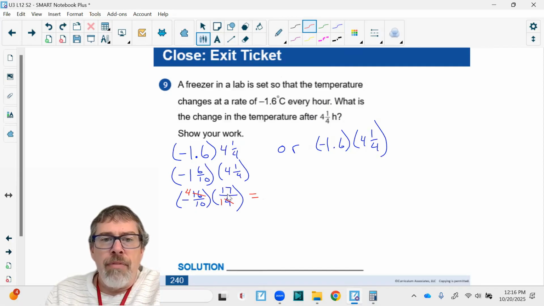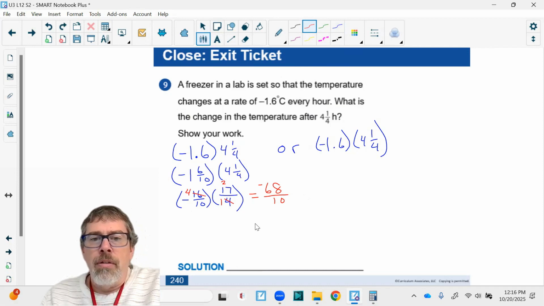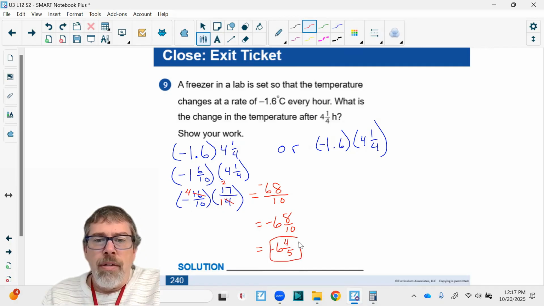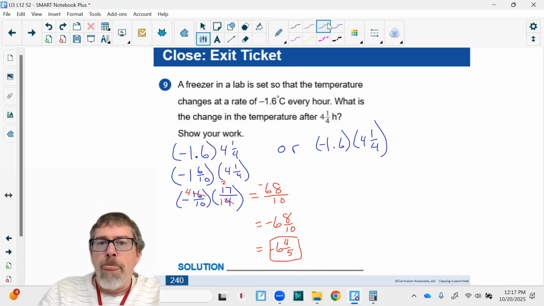And then I get 7 times 4 is 28, carry the 2. 4 times 1 is 4, plus 2 is 6 over 10. And a negative times a positive is negative. Well, 68 divided by 10 is, it's going to be negative 6 and 8/10, but that reduces to negative 6 and 4/5, I believe, will be my final answer. However, making them a fraction's one way.